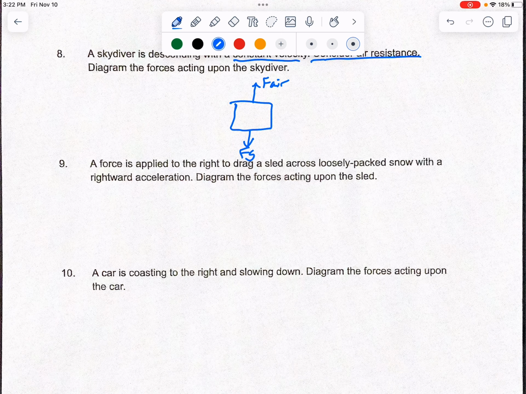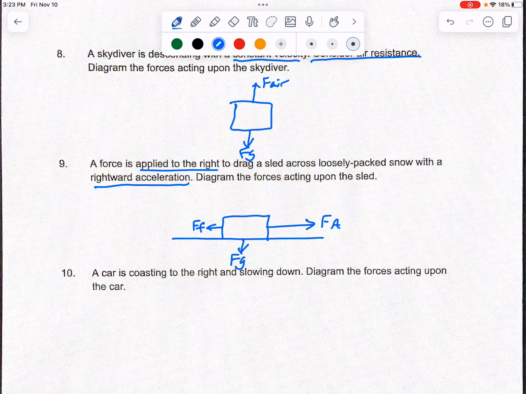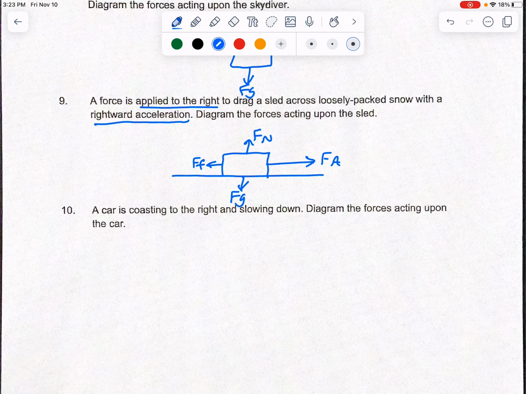Okay, so that's it. Number 9, a force is applied to the right to drag a sled. So we're going to the right. To drag a sled across a loosely packed snow with a rightward acceleration. So keyword there is acceleration. Okay, so what we're going to do is we're going to draw our snow. Here's our sled. We're pulling it to the right. So FA, we're accelerating, so that means friction has to be smaller. So FF is going to be smaller. FG is still pulling it down against that snow, and that snow is pushing back up with an FN. And that's it.